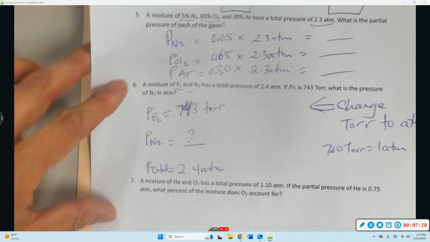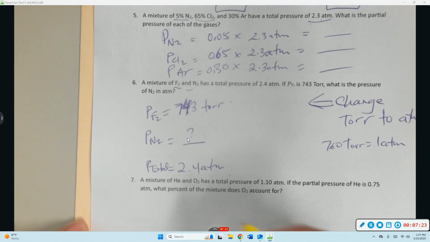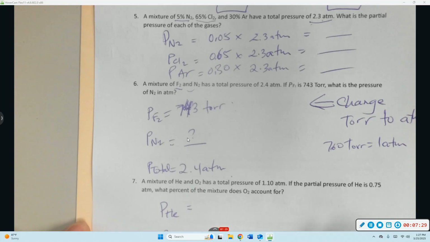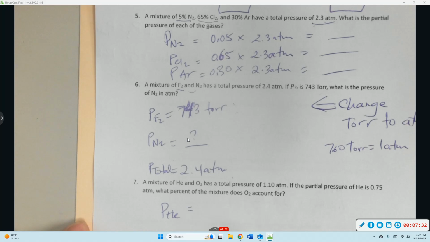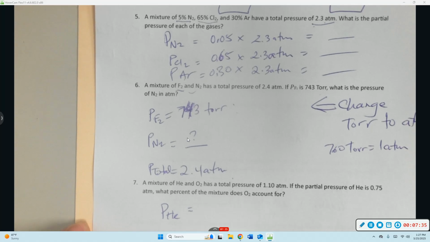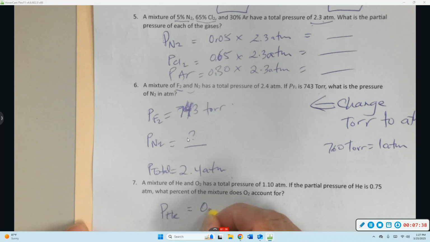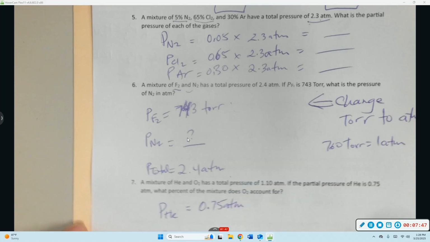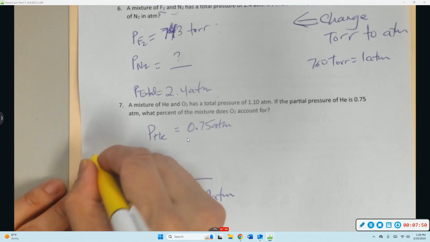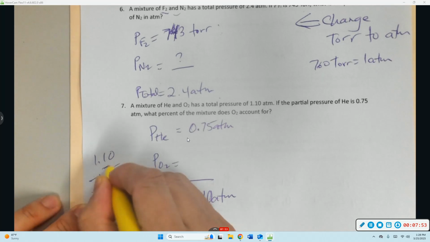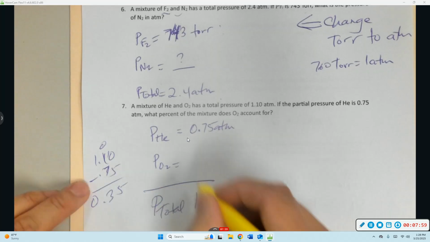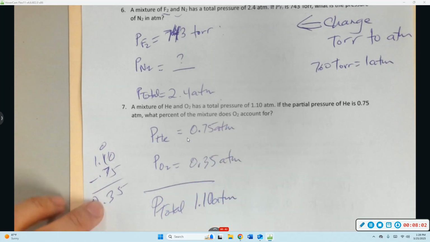Number 7. So P of He and P of O2 has a total pressure, P total, of 1.1 atm. Pressure of He is 0.75 atm. What percentage of the mixture is O2? So you first subtract it, 1.10 minus 0.75. Use a calculator if you don't know how to do math. 0.35. Okay. So 0.35 atm is your partial pressure of O2.